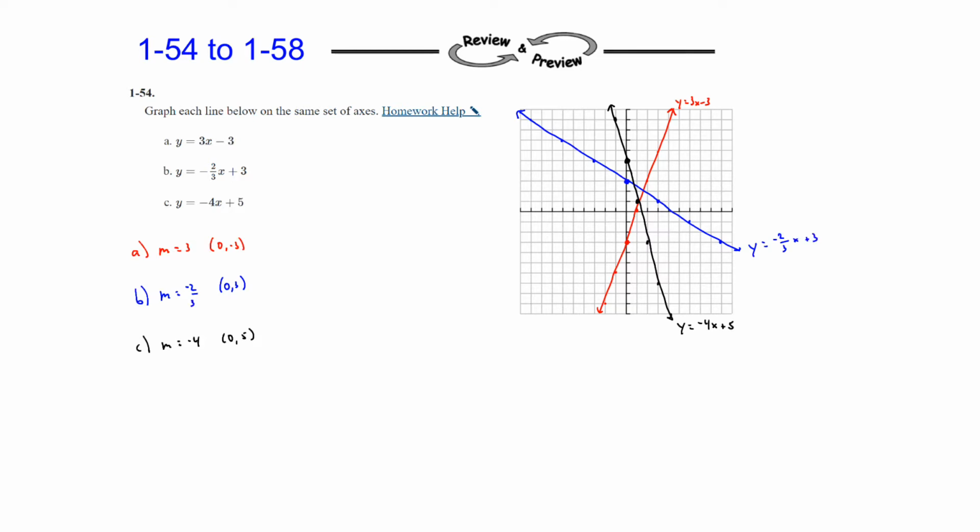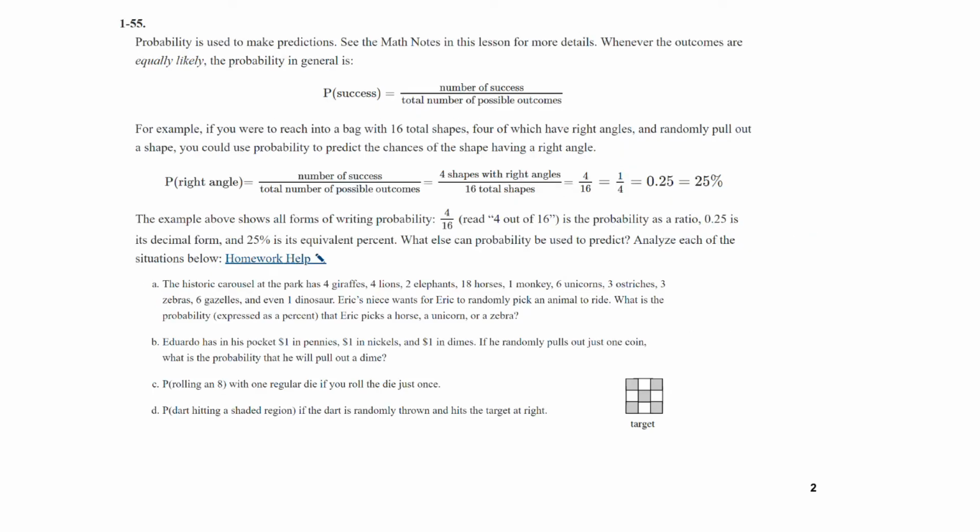Since I'm graphing all of these on the same coordinate plane, I want to make sure I label each of the lines. So question 54 was to graph each line below on the same set of axes. We've done that, we've labeled them, so should be good to go.